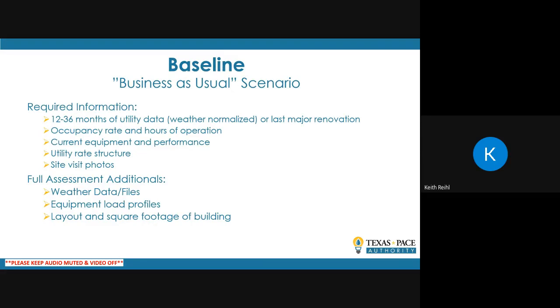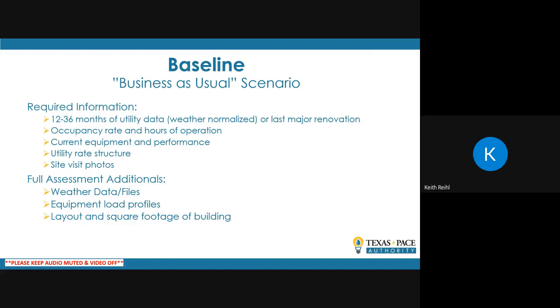The baseline required information is 12 to 13 months of utility data, hopefully weather normalized or at least since the last renovation. That is not always available. So the baseline sometimes may be simulated, either with an energy model or otherwise, to understand exactly how that building is running before the renovation.